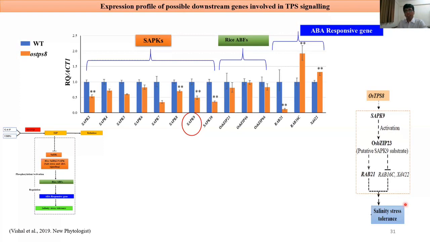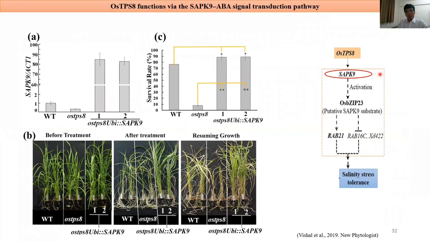To get genetic evidence for this, we picked SAPK9, and we complemented the mutant line with SAPK9. Here you could see we got the expression level in this complementation line greater than wild type. And then we did the salt sensitivity assay. You could see upon treatment, the complementation line behaves better than the mutant, even better than wild type. And upon resuming growth, also with the quantification, you could see this is a 100% rescue of the mutant.